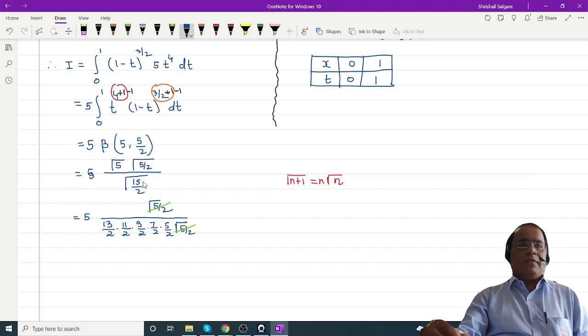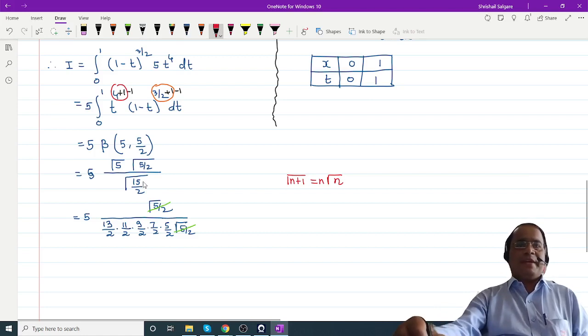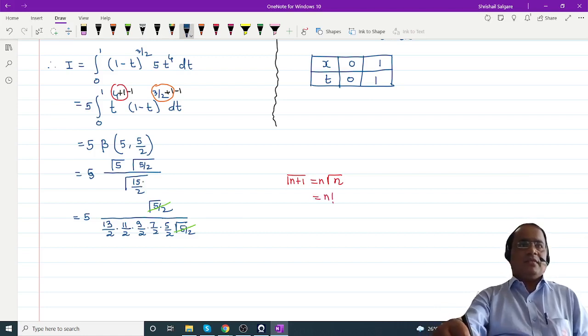Okay. Now for the gamma of 5, you may use the second property. If n is an integer, it can be written as n minus 1 factorial. So what should I write? Gamma of 5, what should I write? 4 factorial. Yes, very good. 4 factorial. Okay. Now the remaining thing you have to simplify. So once again, the terms which may cancel, I will cancel. This 5 and this 5 get cancelled.